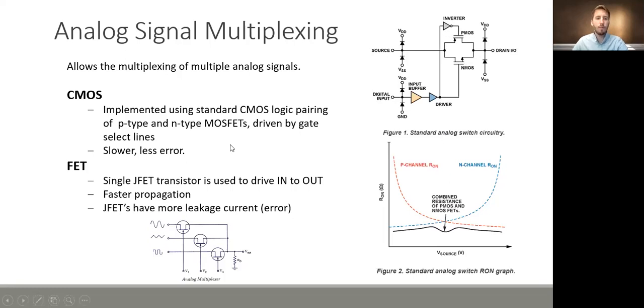So moving along, CMOS analog multiplexing is pretty great. It shows less error. However, it can be a bit slow.